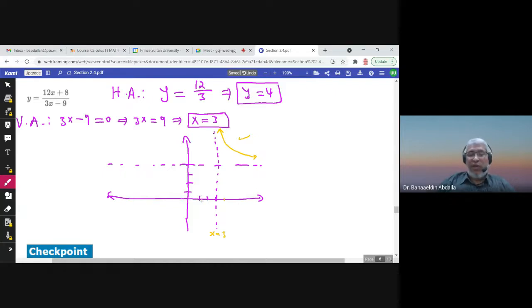And if you choose a number less than 3, for example, let me choose 0, because if I choose 0, I will get the y-intercept. If you choose 0, you get 8 over negative 9, which is somehow less than negative 1. So this point. So the graph will go from here and approaches the horizontal asymptote, and also approaches the vertical asymptote like this. So the graph always approaches the horizontal asymptote and the vertical asymptote. So this is the graph of this function.